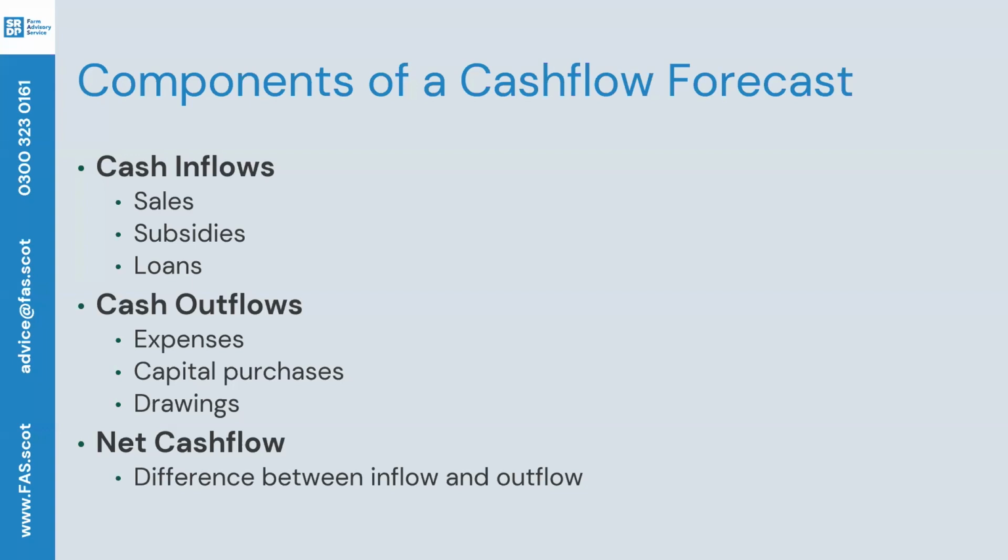On the flip side, the outflows are your expenses, your day-to-day expenses for running your business. But it also covers capital purchases. So if you were to buy a new piece of plant machinery, a new farm vehicle, whatever that might be, that needs to come out of your cash outflow. That's not necessarily something that shows up in your profitability or your profit and loss statement in your accounts, but it does impact your cash balance. Drawings is another one, your personal drawings out of the business.